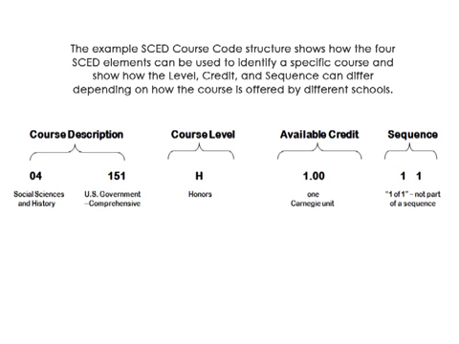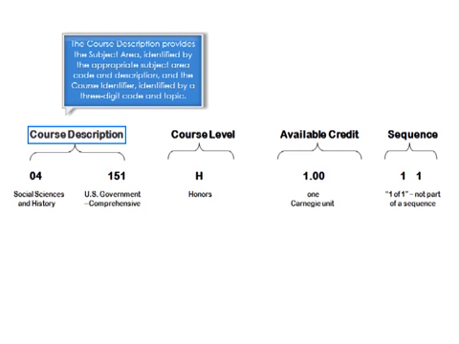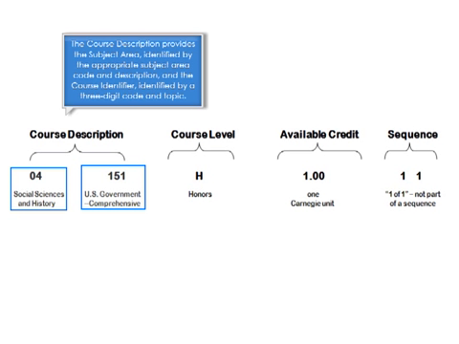The example SCED course code structure shows how the four SCED elements can be used to identify a specific course and show how the level, credit, and sequence can differ depending on how the course is offered by different schools. The course description provides the subject area identified by the appropriate subject area code, description, and the course identifier, identified by a 3-digit code and topic.